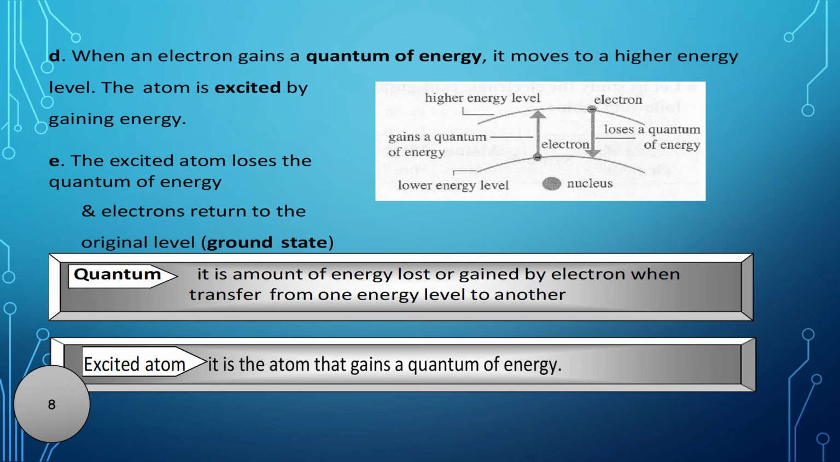another energy level. So if the atom gains a quantum, it changes into an excited atom, not a normal atom. It will change from a normal atom to an excited atom. So an excited atom is the atom that gains a quantum of energy. Next.